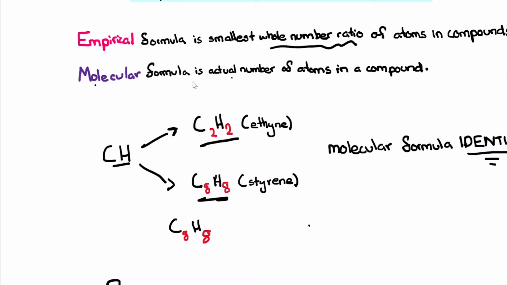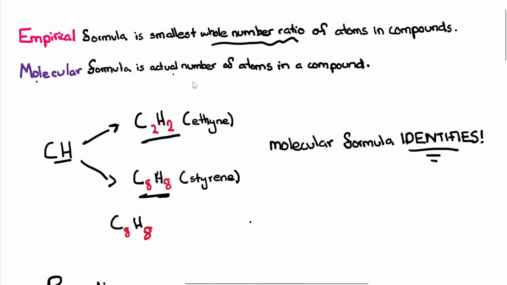So what this means is that one empirical formula can have multiple molecular formulas. And you can think of a molecular formula as like the fingerprint. It kind of identifies a compound. I wrote that out here. It's pretty important. The molecular formula is unique to a compound, while the empirical formula is just a ratio. So each empirical formula can have multiple molecular formulas.